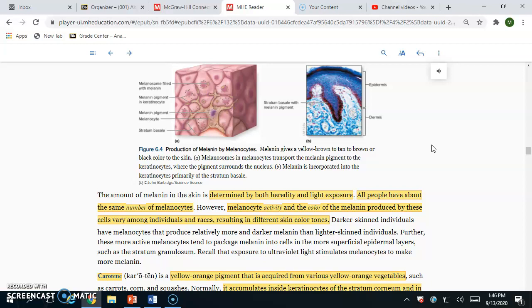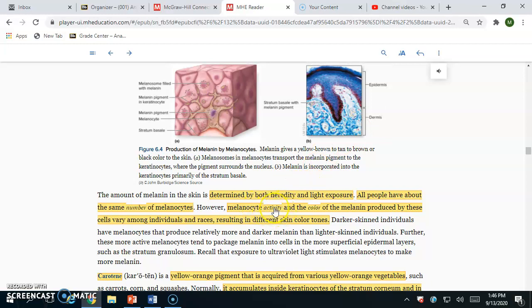Okay, so something to realize that I always ask questions on the test about is that everybody, no matter what their skin color is, has the same number of melanocytes. Everybody's born with the same number of melanocytes. The only difference in why we may all have different skin tones is how much of that melanin those melanocytes produce, which again is influenced mainly by heredity and light exposure, and then what color they are, which again is influenced mainly by heredity. So that's what makes people have different skin tones primarily, is their melanocytes and how active they are.